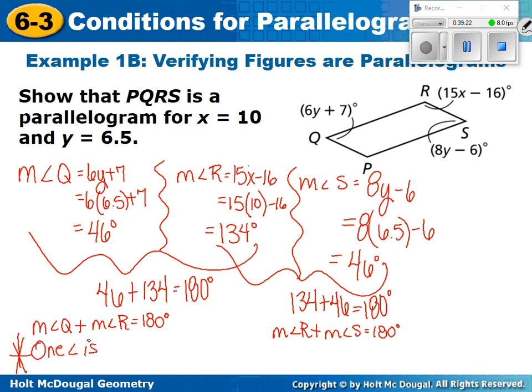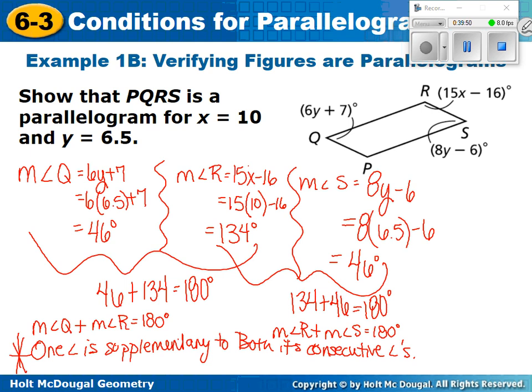Good. One angle is supplementary to both its consecutive angles. And I think the more that you write those down on the homework, the more it's going to help you study what are my properties of a parallelogram.